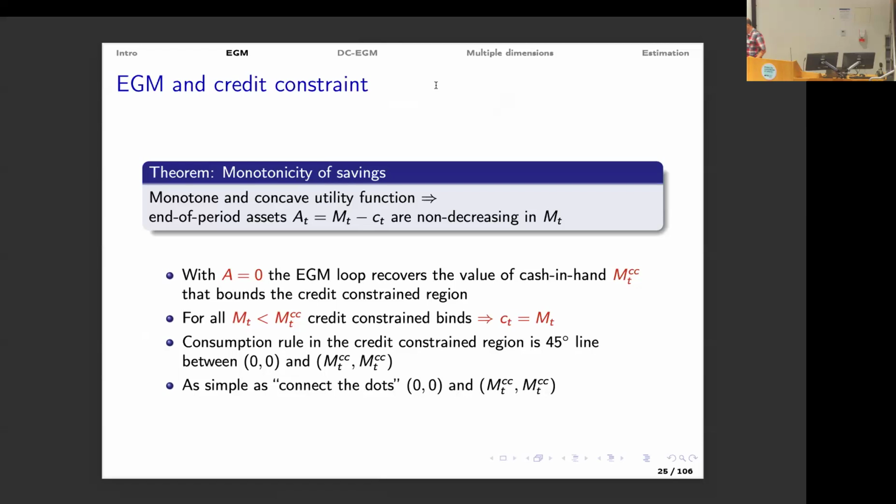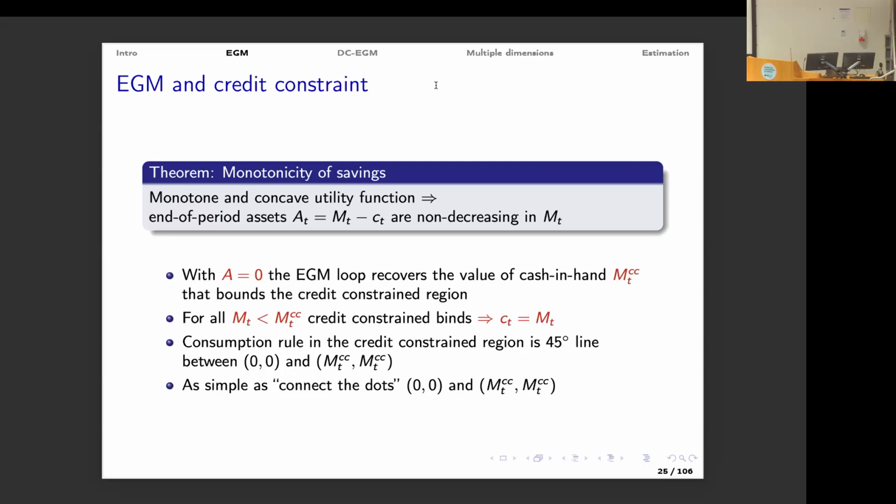Okay, just a couple of words about the credit constraints. Turns out that if you have a monotone and concave utility function, then end of period asset is non-decreasing in M. Okay, why is that useful? Well, that's because when we have the freedom of choosing the end of period asset, the savings, we can run the EGM step for A equals 0, right? And that would recover the point where this constraint just becomes binding. This would be the point where the constraint is binding, but the Euler equation still holds.